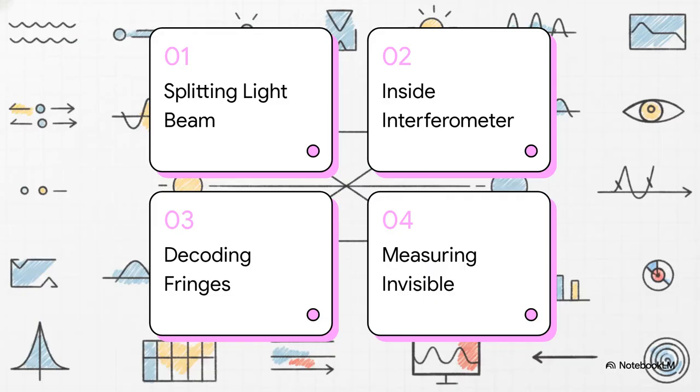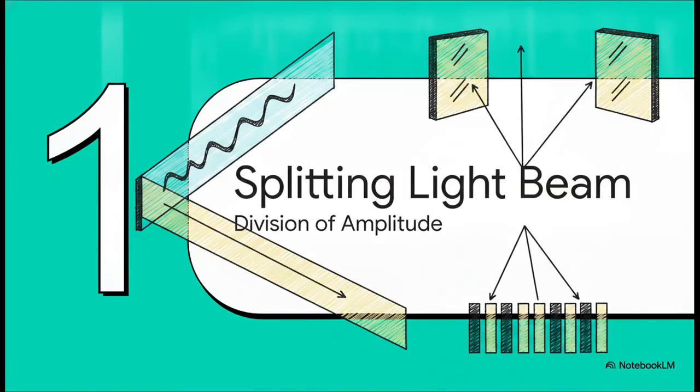So here is our roadmap for the explainer today. First, we'll look at splitting the light beam. Second, we'll step inside the interferometer itself. Third, we'll decode the interference fringes. And finally, we'll talk about measuring the invisible. All right, let's jump right into Section 1, splitting the light beam.